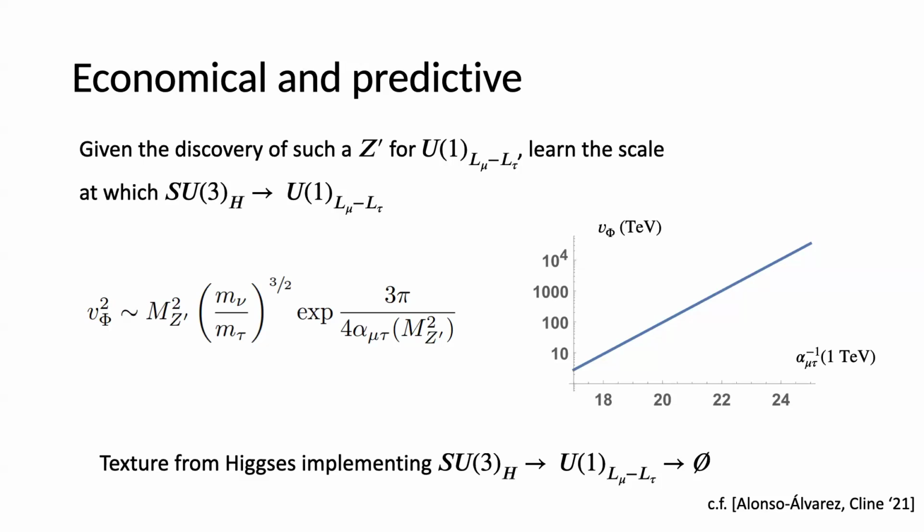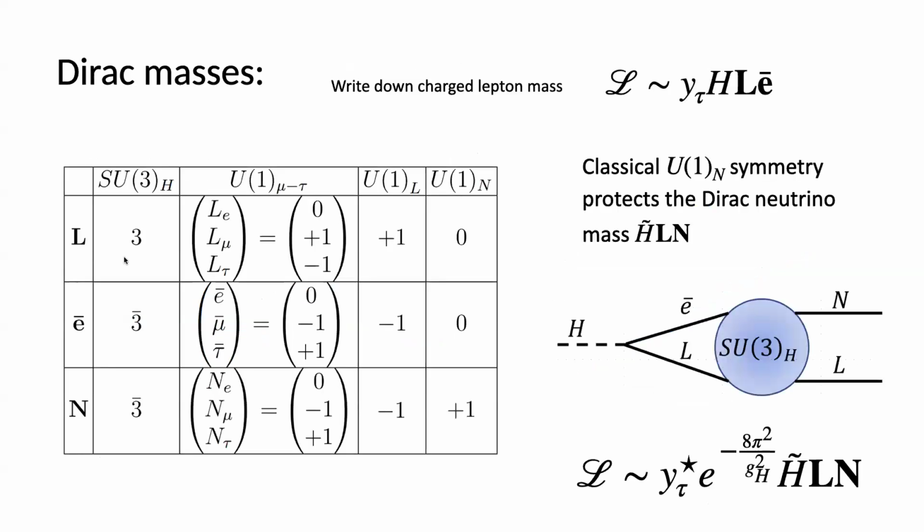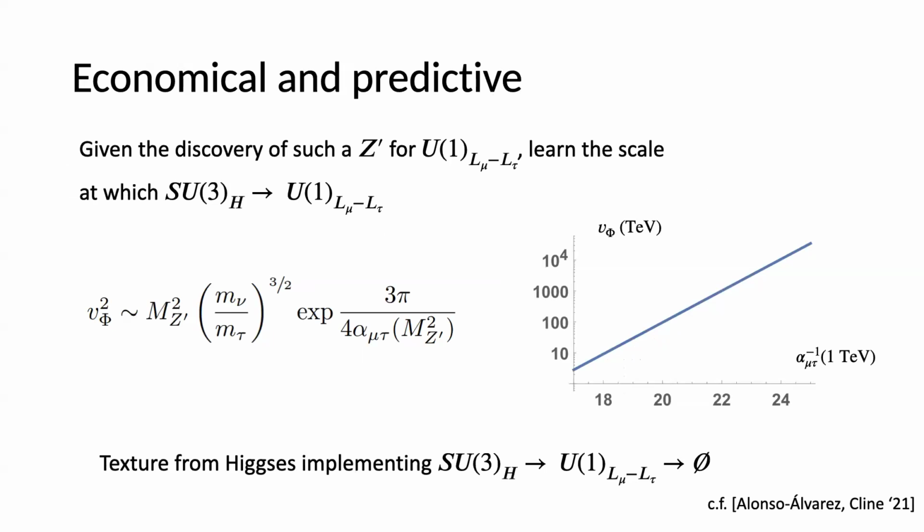Good. Okay. So now I'll turn to the quark sector, but I should pause for some questions. Your SU3 horizontal is a local gauge symmetry, so it's a gauge symmetry, and you're spontaneously breaking it. Yes. L mu minus L tau is also a gauge symmetry. That's right. And then finally, you were spontaneously breaking that U(1) L mu minus L tau as well.